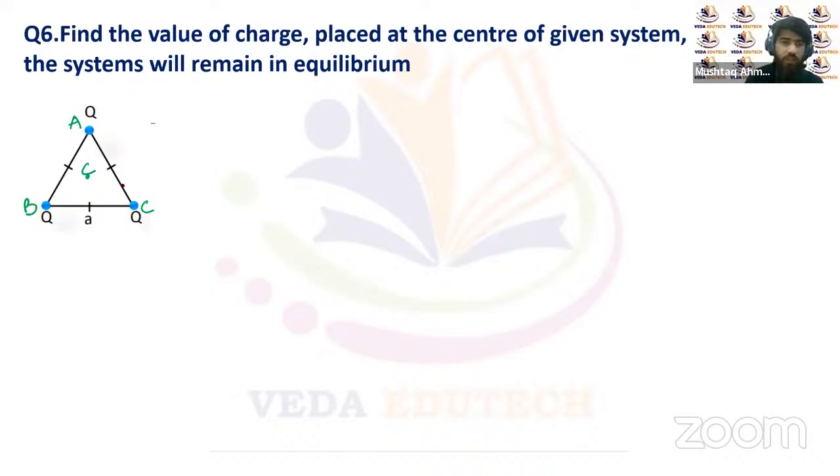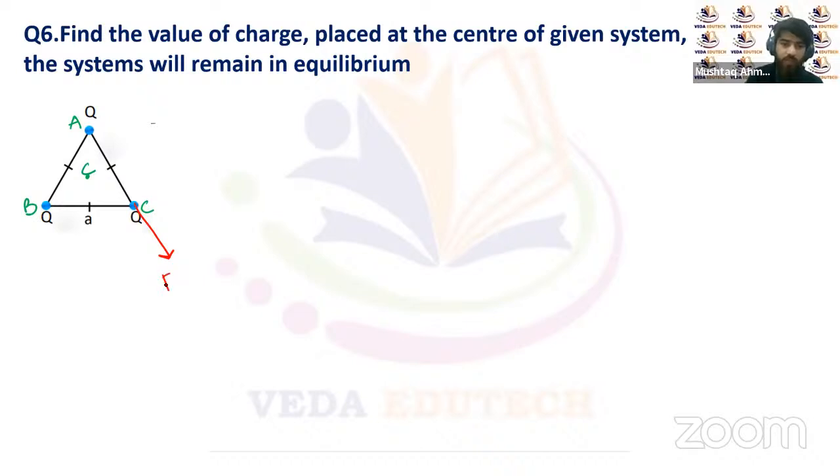The force on this charge Q will be because of the two charges placed at A and B. It will be a repulsive force because all the three charges are positively charged. The force of repulsion because of the charge at A will be along this direction.